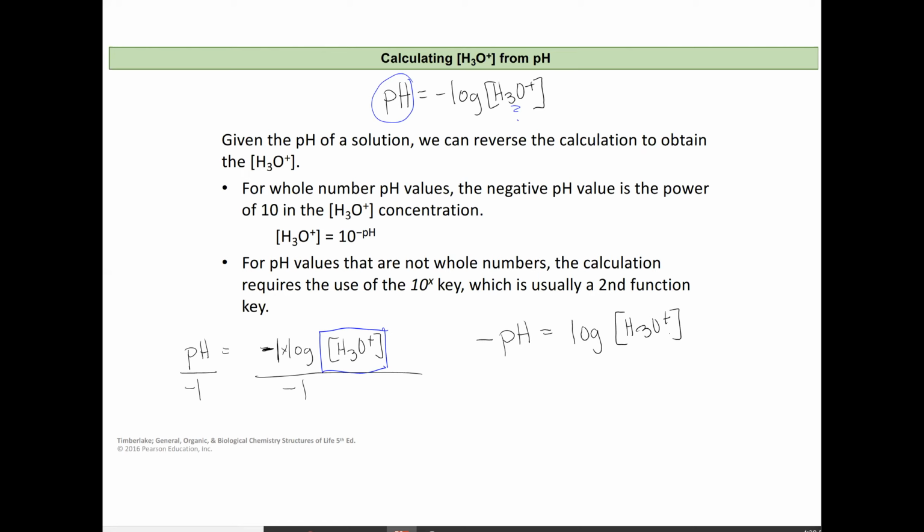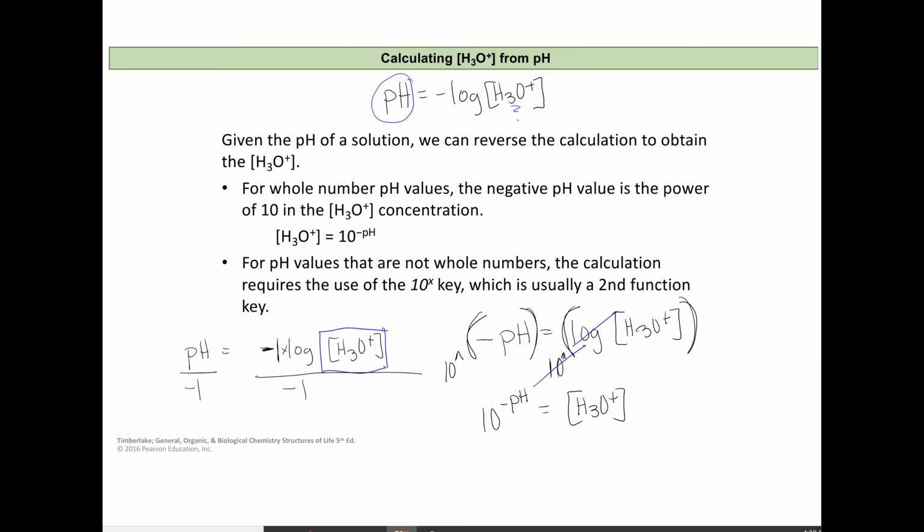Now I'm going to try to eliminate this log function. And the opposite of a log algebraically is 10 to the exponent. So if I take this entire side of my equation and I make it the exponent to 10, then my log and my 10 will cancel out. Now, what I do to one side, I have to do to the other. So I'm going to take the entire left-hand side and raise it to the power of 10. Now, nothing here cancels out because there's no logarithm. So now I have 10 to the negative pH as an exponent will be equal to my concentration of H3O+.